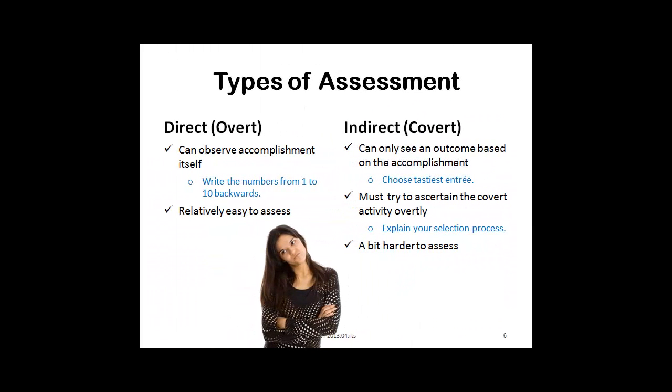Now, in terms of type of assessments, there are 2 basic flavors, just like there were for learning outcomes. There are direct or overt, and indirect or covert. Now, the direct are really easy. I can see them. If I'm looking at something like I want you to hammer a nail in a board, I can watch you hammer the nail and see if it goes in the board. It's fairly simple. It's straightforward. There's nothing hidden. However, on the indirect or covert, it's much harder.